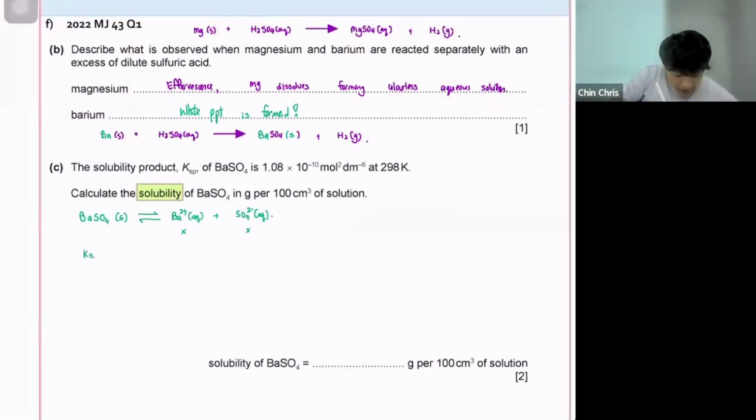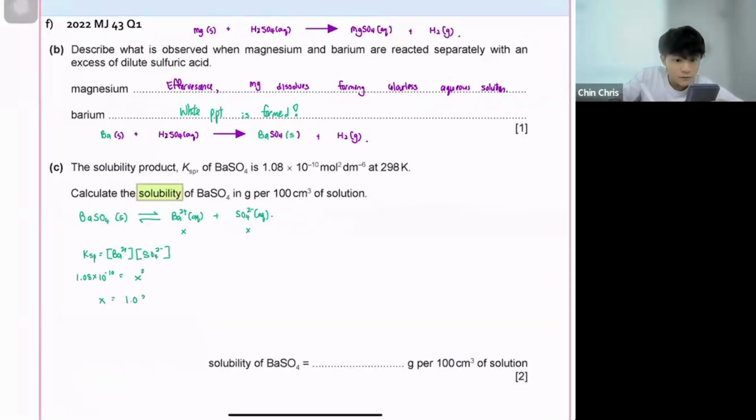So I know that my Ksp equals Ba2+ times SO4 2-, right? So I also know that 1.08 times 10 to the power of negative 10 equals X squared, right? So X is how much? 1.04 times 10 to the power of negative 5. Is that right?